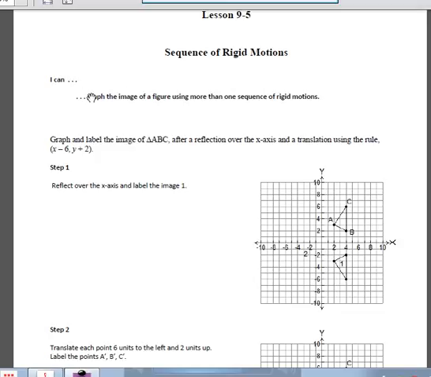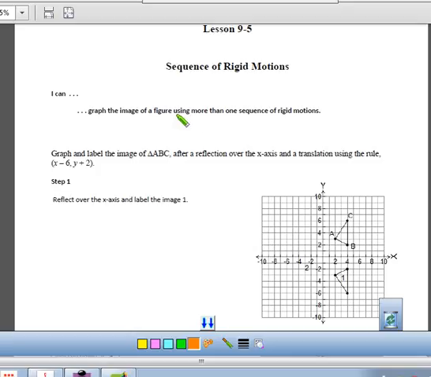Our learning target: I can graph the image of a figure using more than one, so that's really important. Let's highlight or underline that: more than one sequence of rigid motions. Now that word rigid, that's what happens when we do these transformations and the shape and size stays the same. So that's why we focused on the translation, reflection, and rotation.